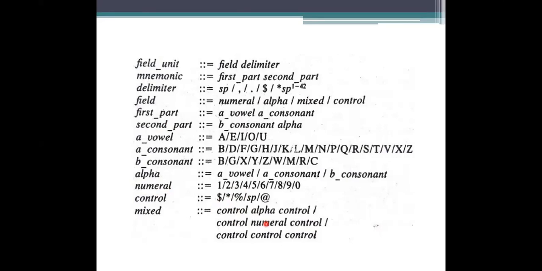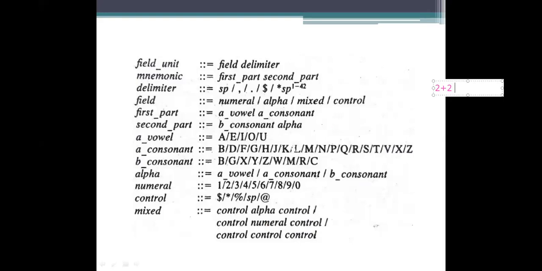So what is the string? What is the length of the string here? Mnemonic, which is followed by the delimiter and the next plus. Mnemonic means how many elements are there? Mnemonic is specified as 2 elements. What are the 2 elements? First part and second part. The first part is having 2 elements there, and the second part is also having 2 elements there.